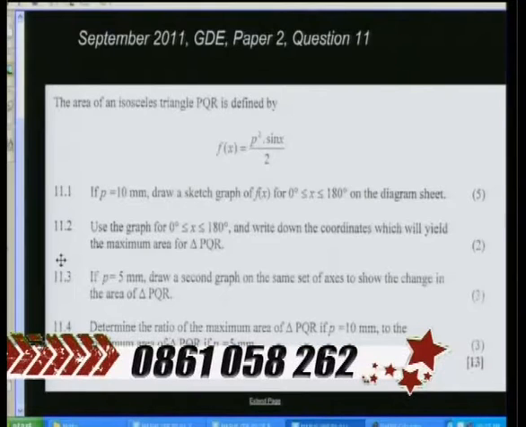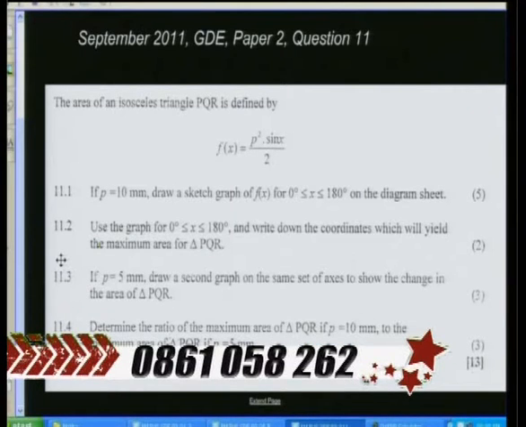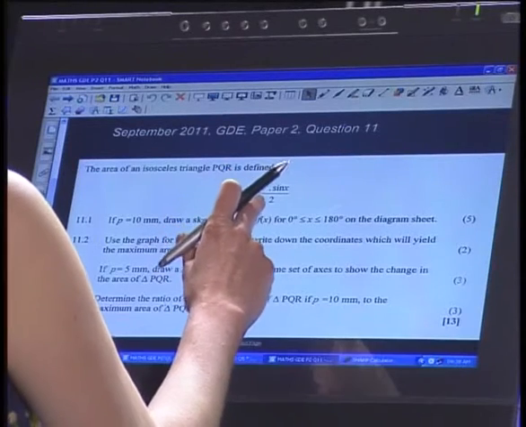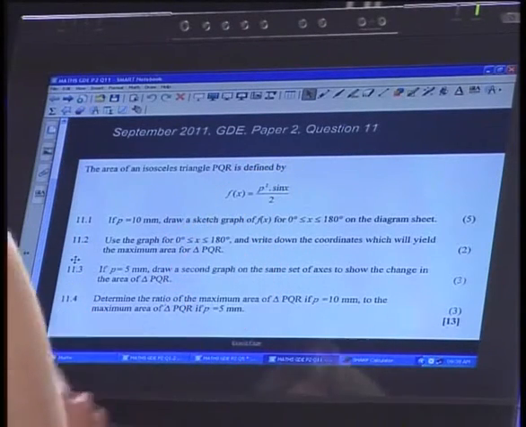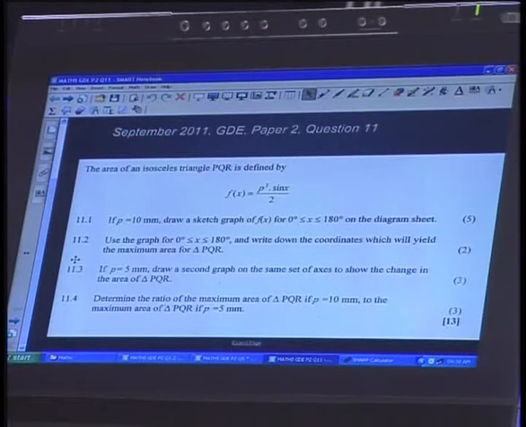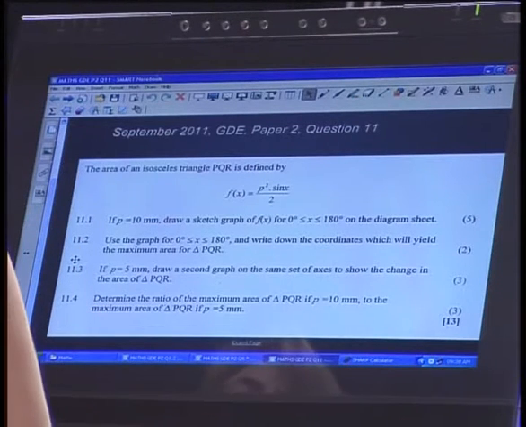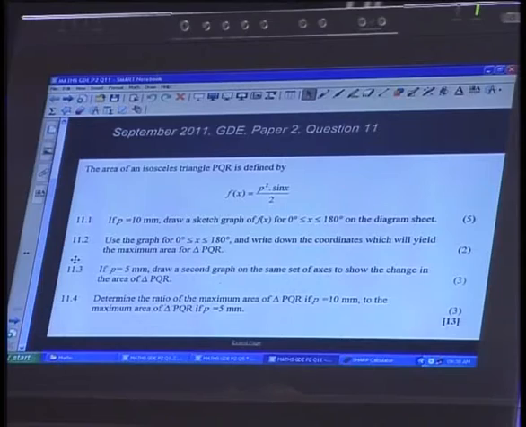Now, I've got a question that was phoned through by a lady by the name of Precious. The question comes from September 2011, GDE paper 2, and it is question 11. While we're getting Precious on the line, let's quickly have a look at what the question says. It's one of those questions, guys, that look more frightening than they really are. The area of an isosceles triangle, PQR, is defined by f of x equal to p squared times sine x over 2. Then we are asked in the first question, if p is 10 millimeters, draw a sketch graph of f of x on a diagram sheet.